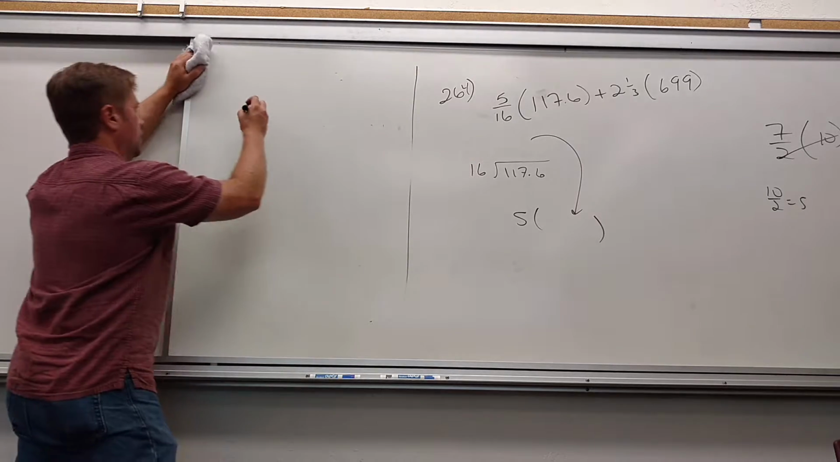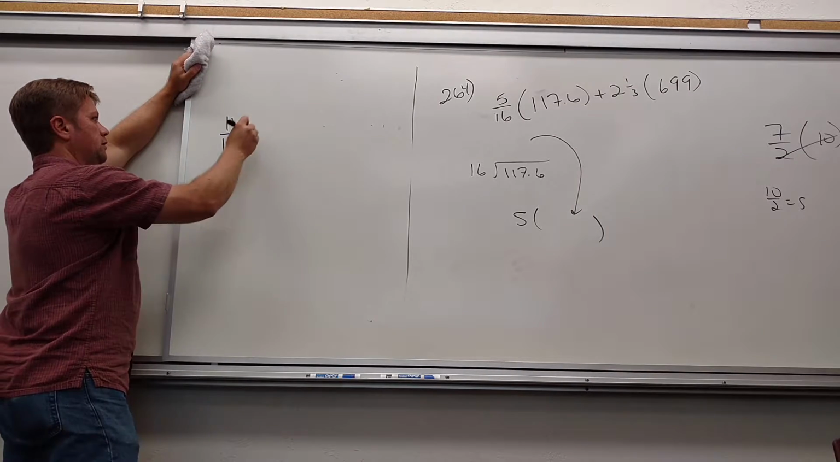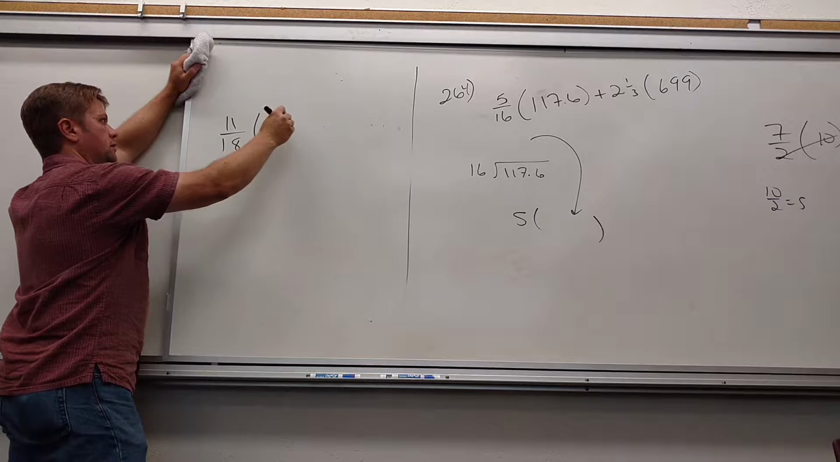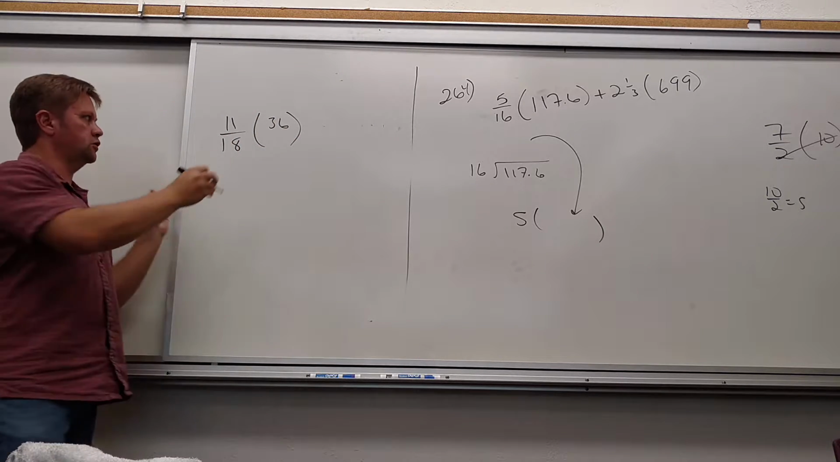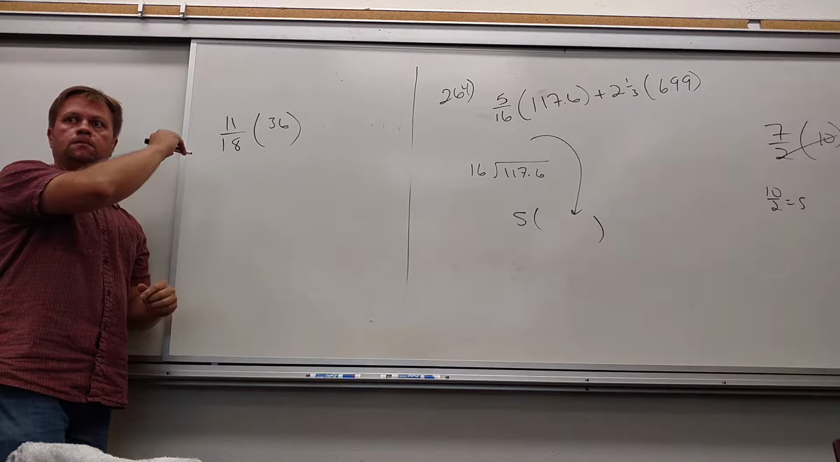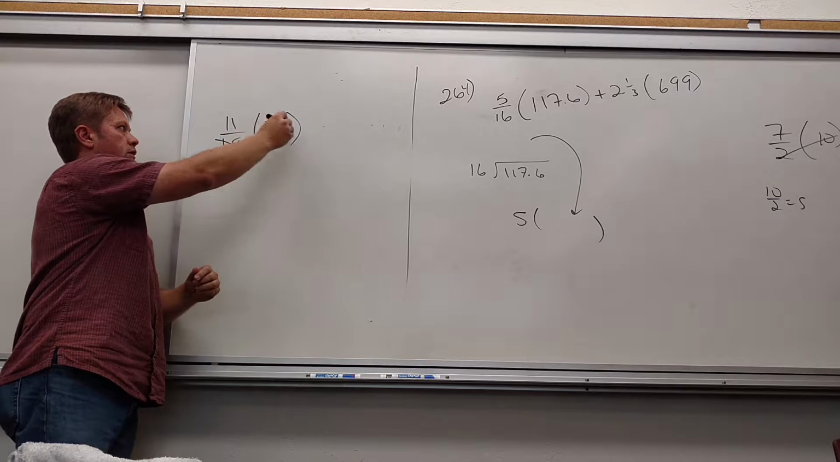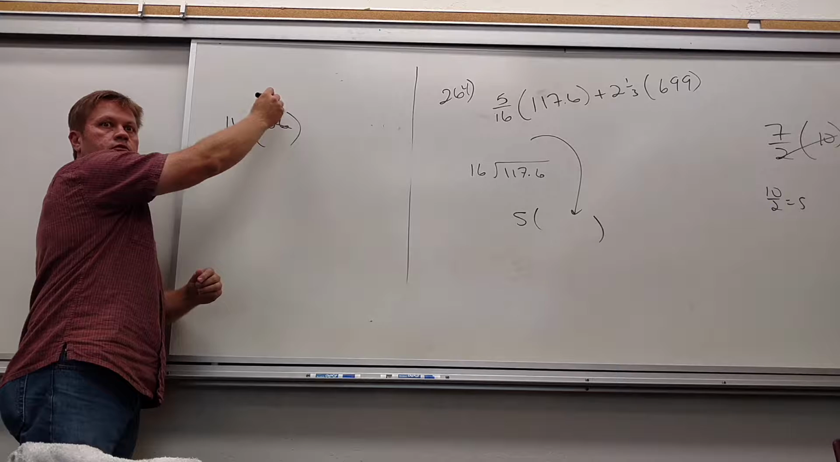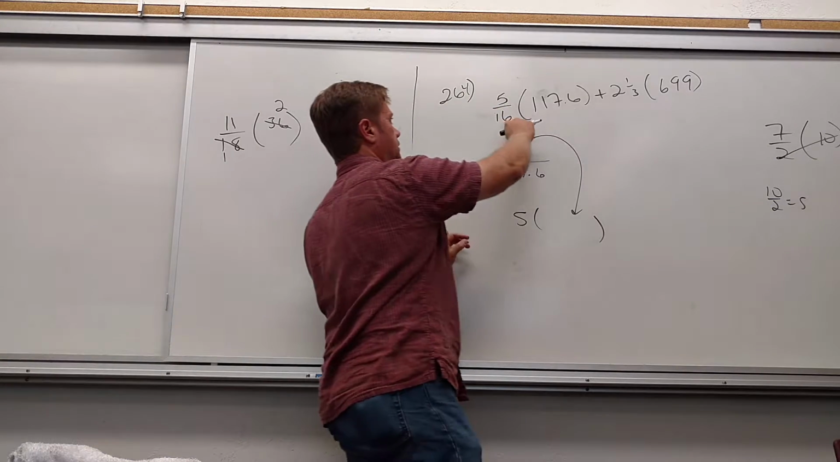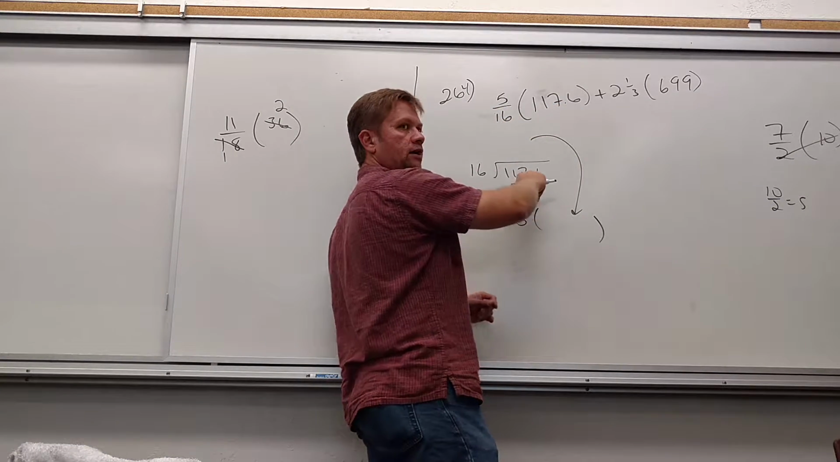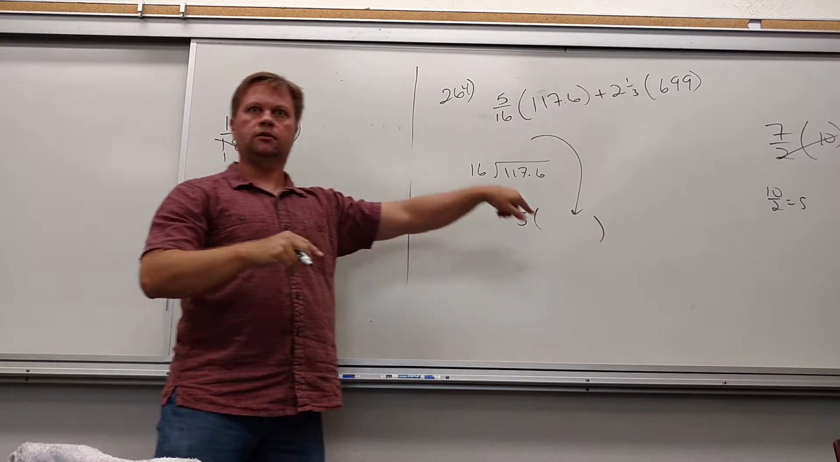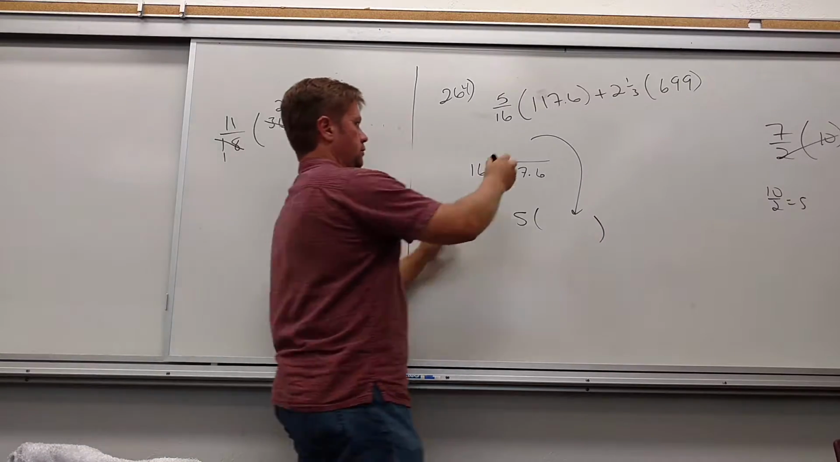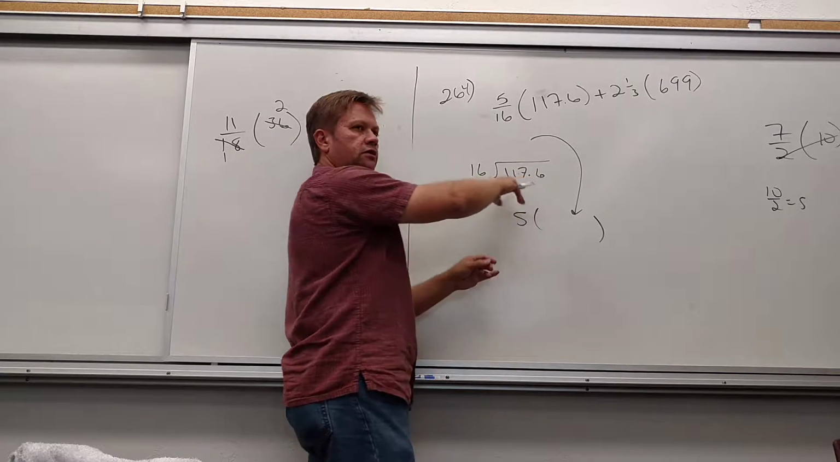So again, if I had 11 over 18 times 36, wouldn't you first do, I hope to God you would do this. 18 goes into 36 twice. Done. Okay, so what am I doing? 16 goes into 117.6. I don't know, let me figure it out. And then I'm going to put the answer there. Right? So 16 goes into 117.